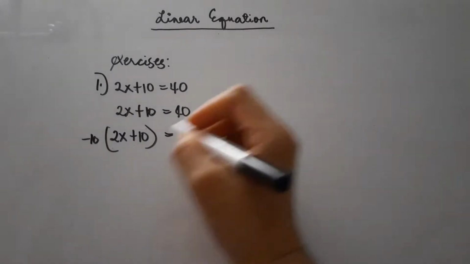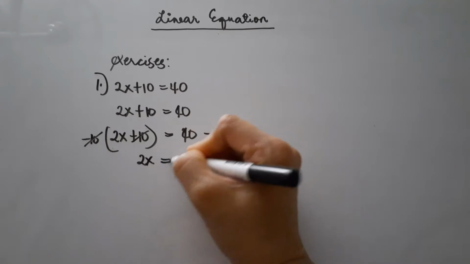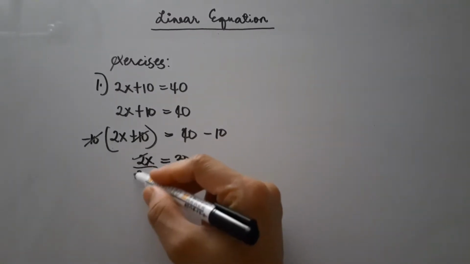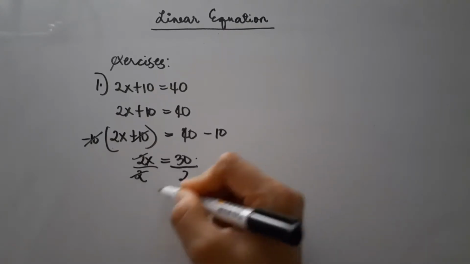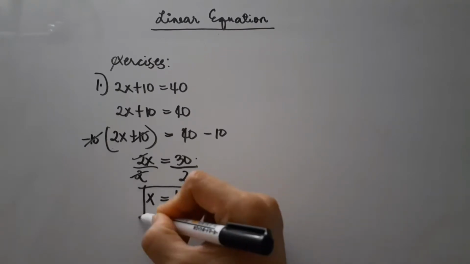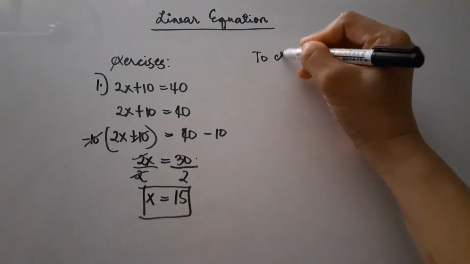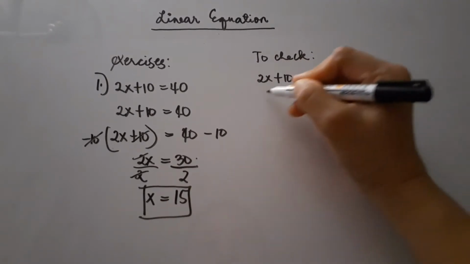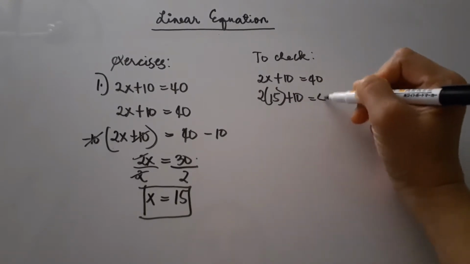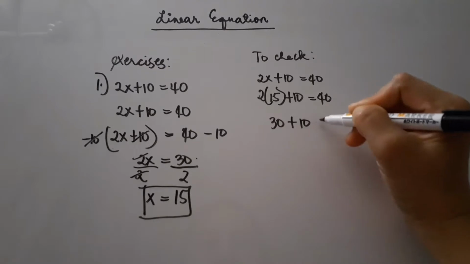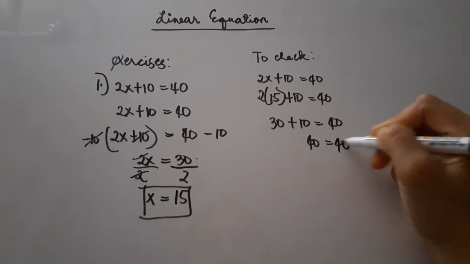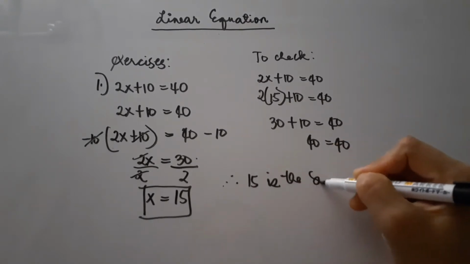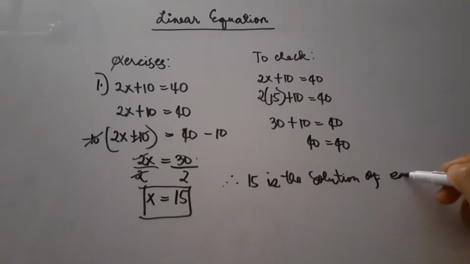So cancel out positive 10 and negative 10. Remaining is 2x, and then 40 minus 10 is equal to 30. Divide by 2, and 30 divided by 2, and then we have 2 here. So our x is equal to 15. And then let's check if it is correct, if the value of x satisfies the equation 2x plus 10 is equal to 40. Let's do a distributive property. So we have the value of x, 15. So 2 times 15 is 30, plus 10 is equal to 40. Therefore, 15 is the solution of the equation 2x plus 10 is equal to 40.